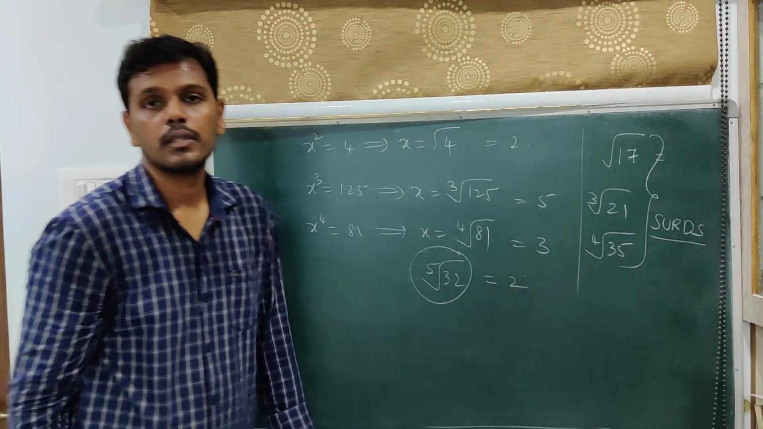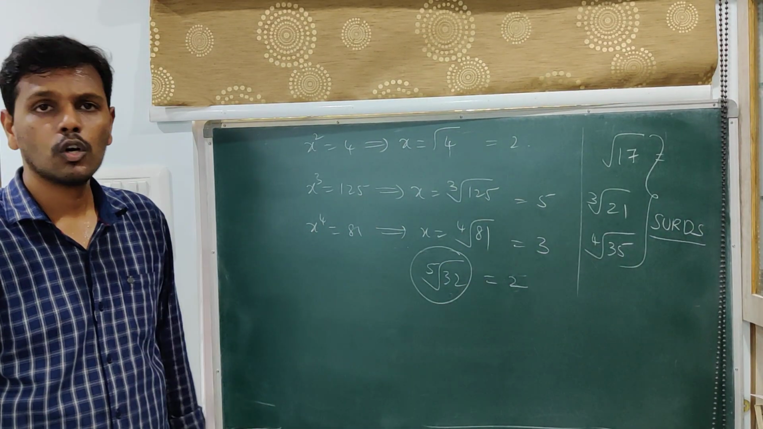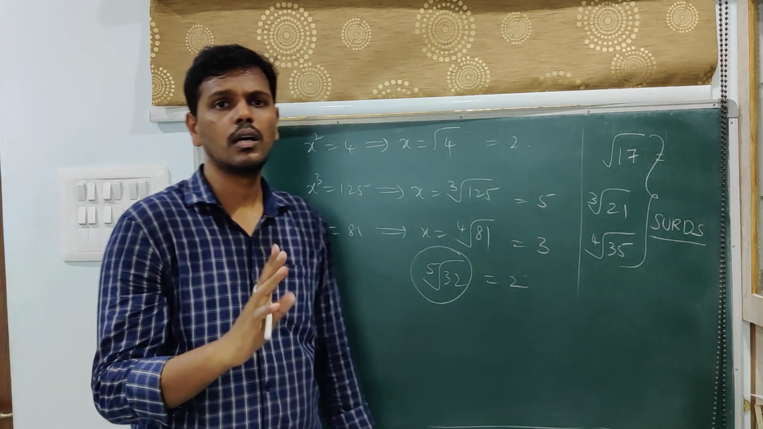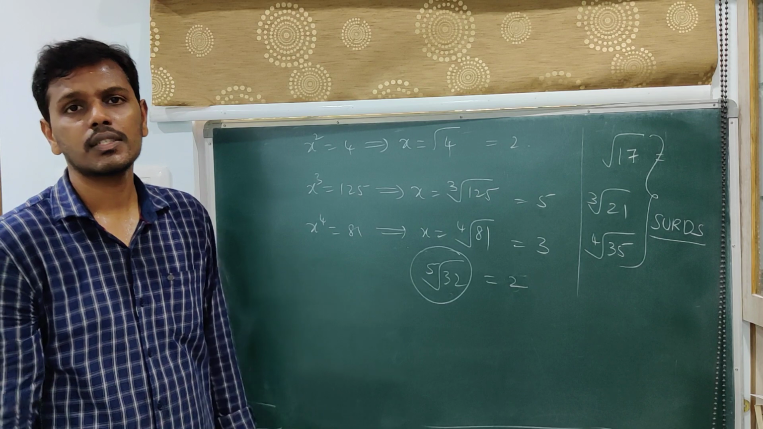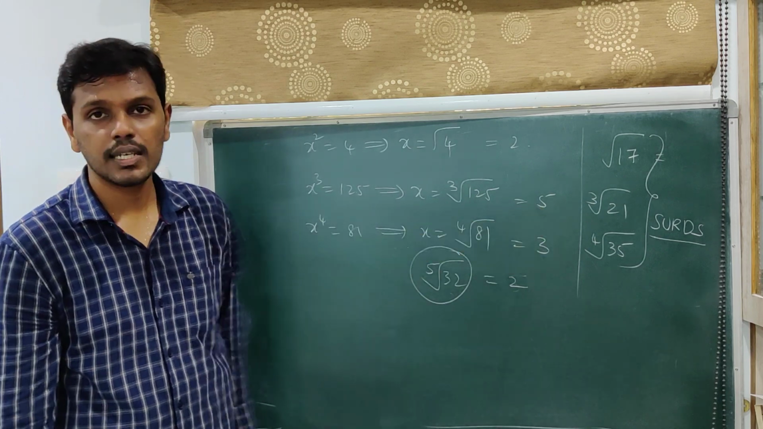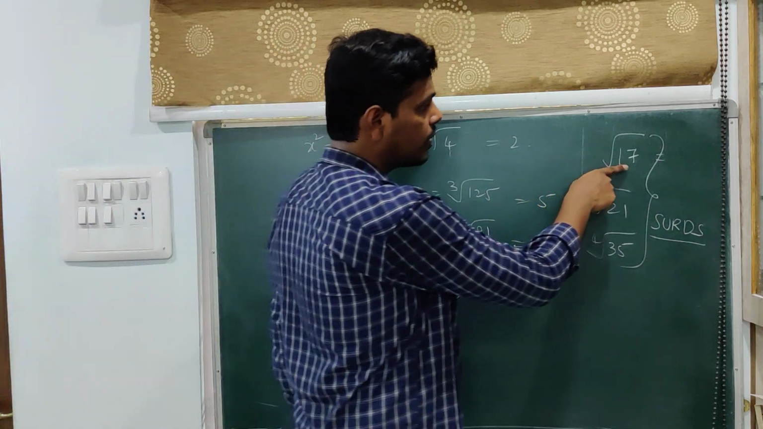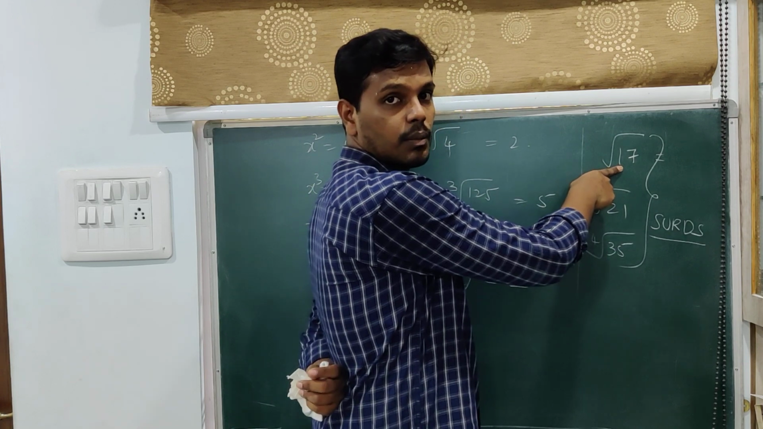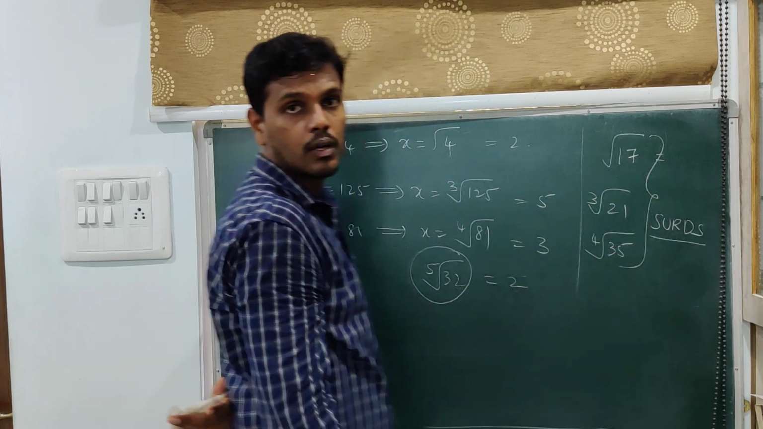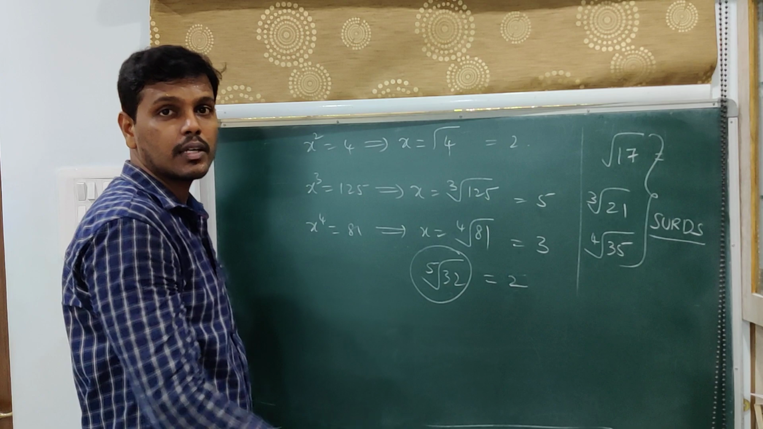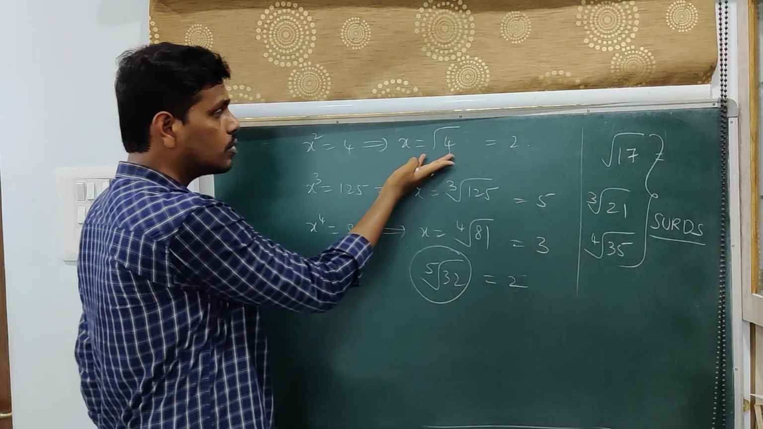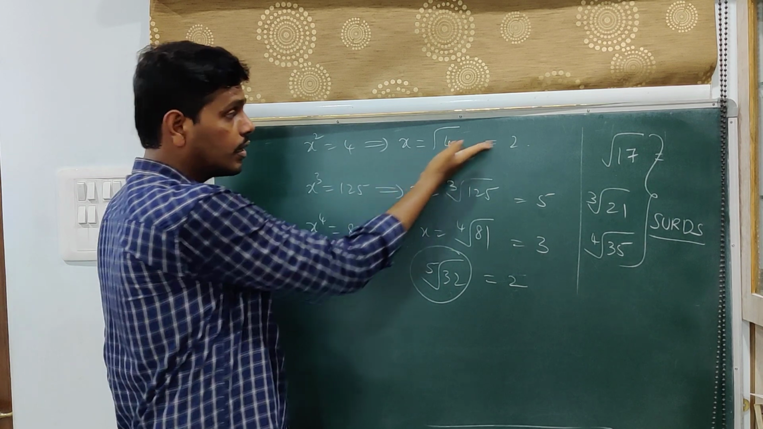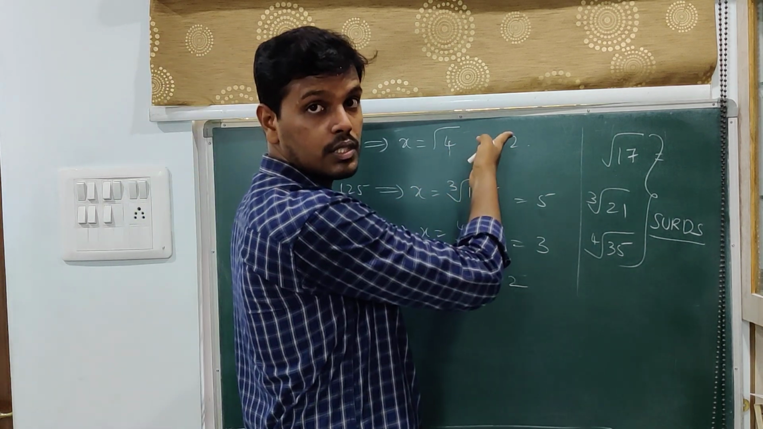That is, the numbers whose roots cannot be extracted, we call such kind of numbers as surds. And if you have seen, this number is not a rational number because it cannot be written in the form of p by q, where p and q are integers, because these are not integers. Now if you look into this, root 4 is 2, and 2 is 2 by 1, therefore this is a rational number.